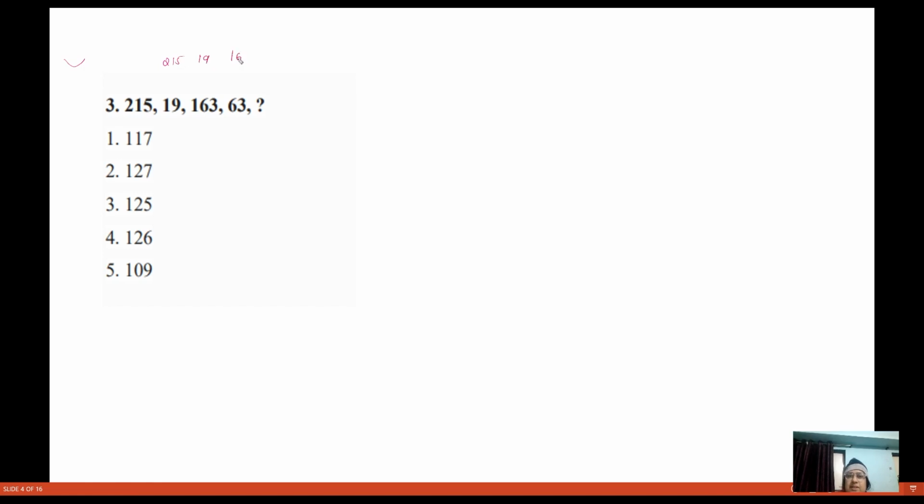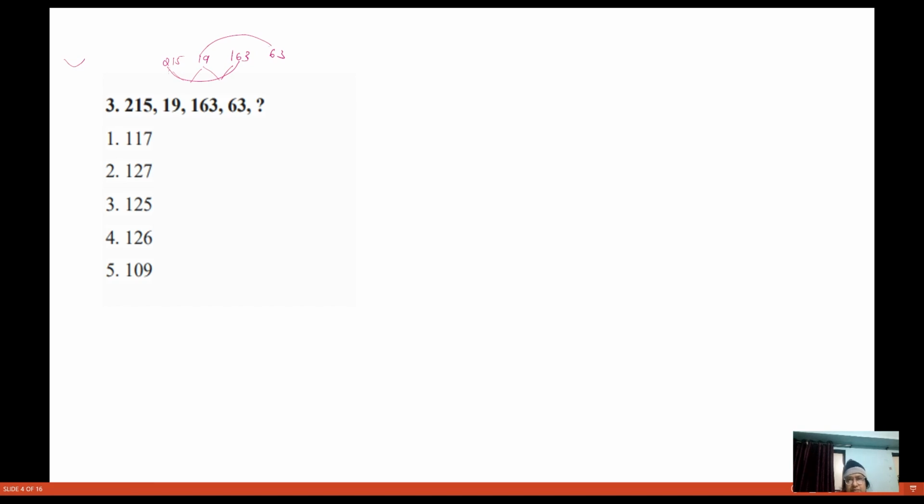215 and 19 and 163 and 63, I'll not get much. Why? Because this is a series in which there is some alternate logic. So when I find the difference here, it will not give me something corresponding here. So now let us see.